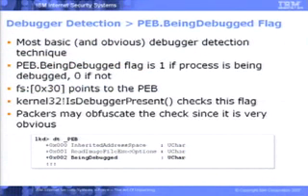The first technique is the most basic and the most obvious anti-debugger detection technique. This one just checks the BeingDebugged flag of the PEB. FS:[30] points to the PEB. The API IsDebuggerPresent checks this particular flag. Because this check is very obvious, some packers try to obfuscate it.